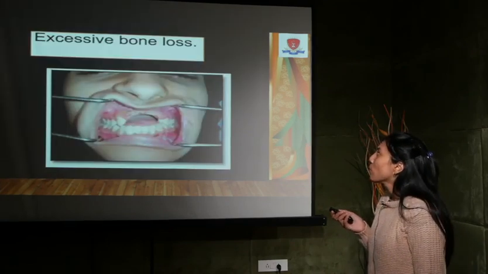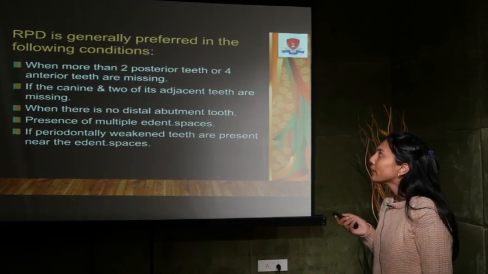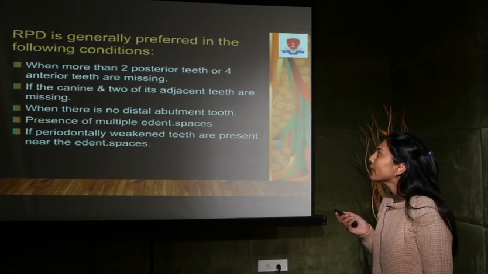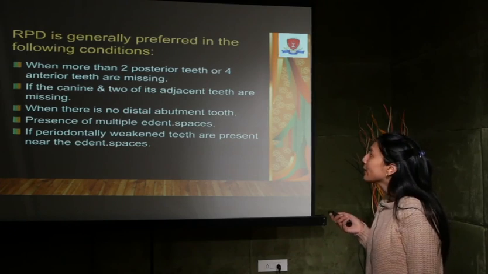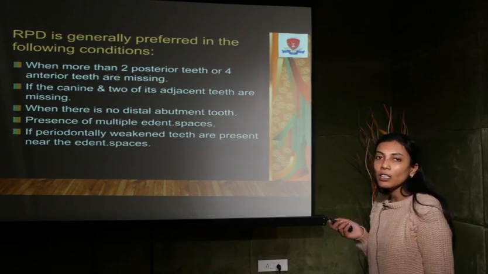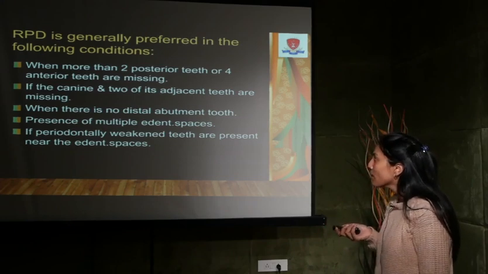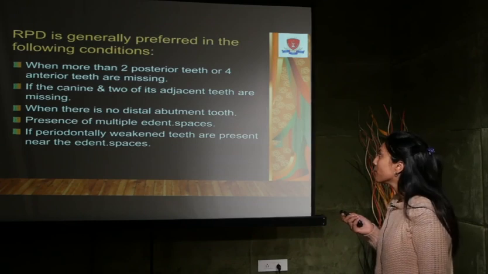In excessive bone loss, we use removable partial denture. It is generally preferred in the following conditions: when more than two posterior teeth or four anterior teeth are missing, if the canine or two of its adjacent teeth are missing, when there is no distal abutment tooth, presence of multiple edentulous spaces, or if periodontally weakened teeth are present near the edentulous spaces.